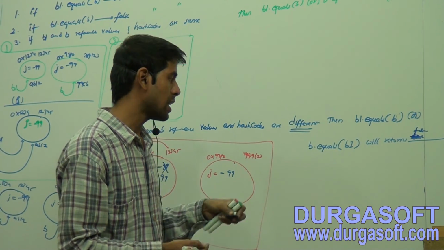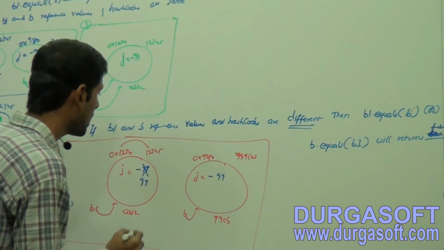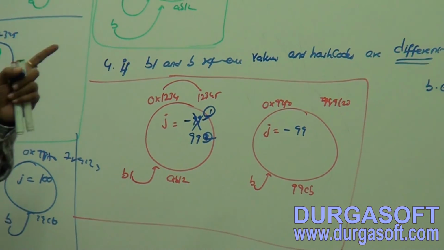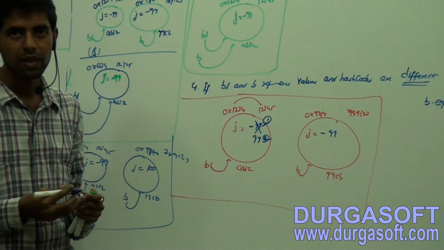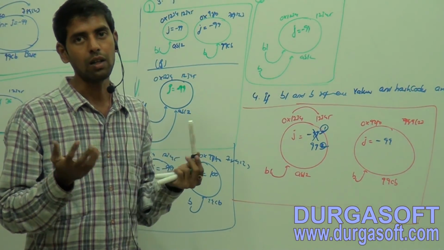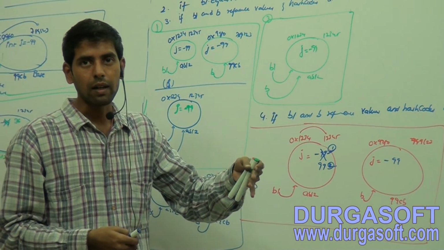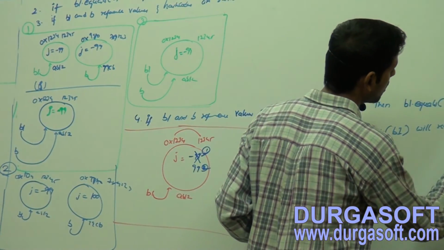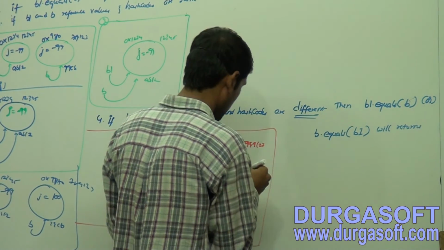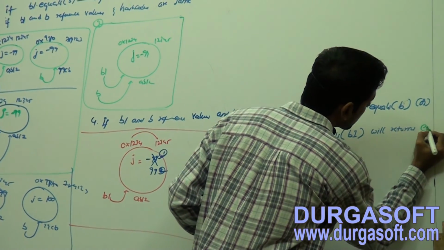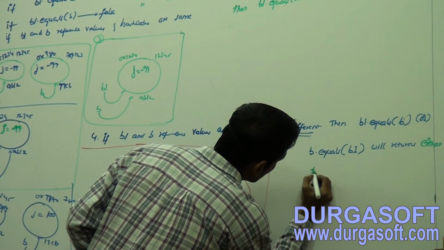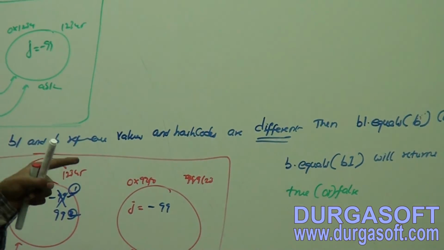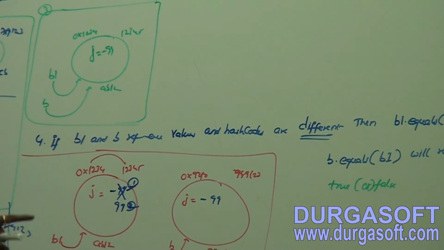So what is the appropriate statement to tell here? This is the first scenario, and this is the second scenario. So we cannot tell what happens to the equals method; it may return true or false. That is the appropriate answer to be written over here: it returns either true or false. Getting, guys? Either true or false is the answer to this particular scenario.